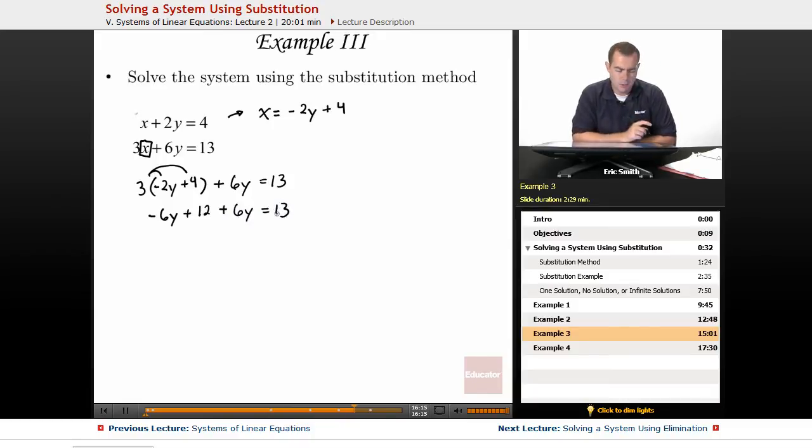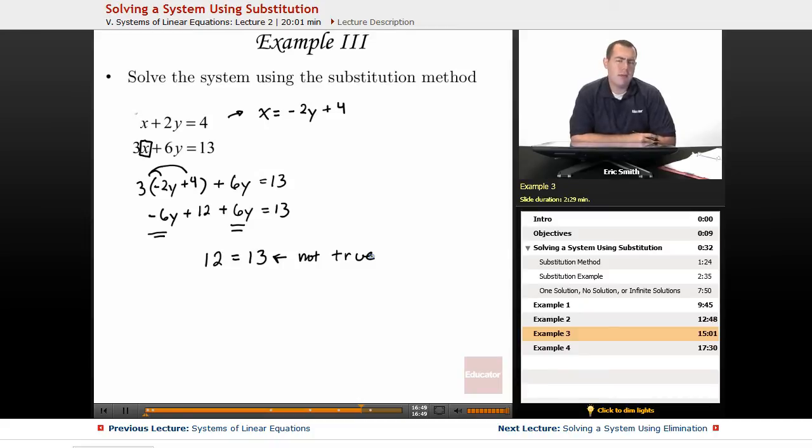Now notice something interesting is happening here. Over here I have a negative 6y, and over here I have a positive 6y. And since they're like terms, I can put them together. But a negative 6 and a positive 6 would give me 0y. So they cancel each other out. Now, that means the only thing left is a 12 on the left and a 13 on the right. But that doesn't really make any sense. 12 is not equal to 13. So I'm going to write not true.